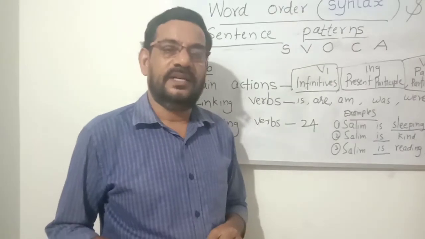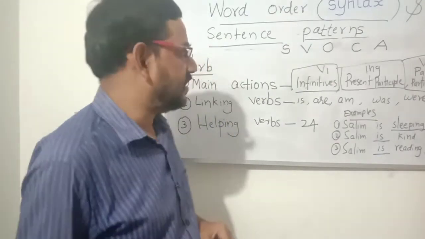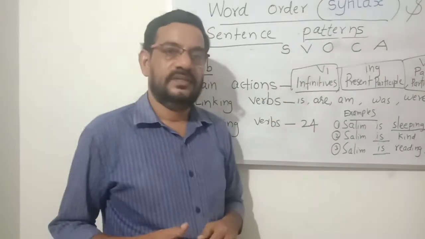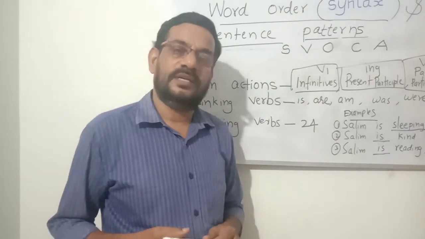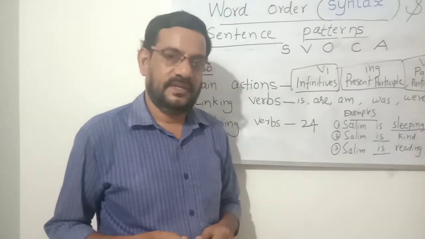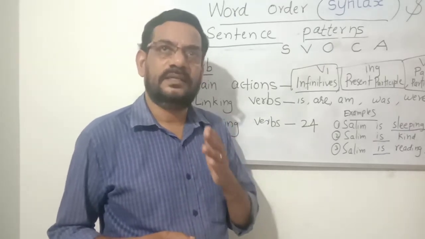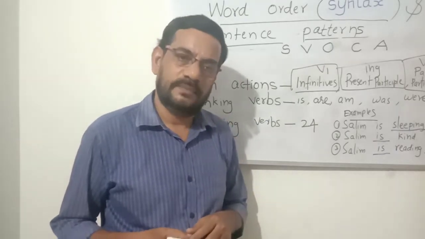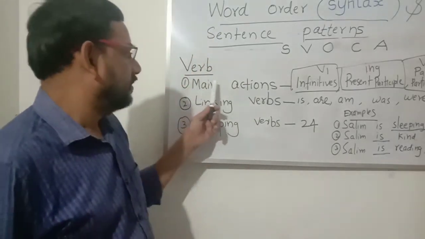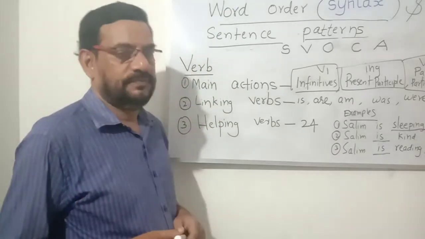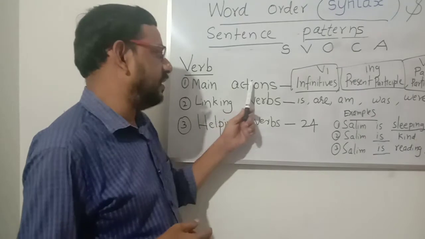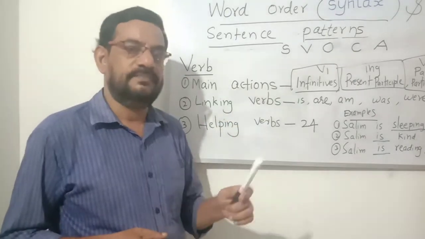Now we are coming to the next category. What is the next category? Verb. Verb is a very important part in a sentence. Okay, so there are different types of verbs, and we are going to examine what the types of verbs are, and how we can compose verbs. There are three types of verbs. The first type is main verbs, or action verbs.